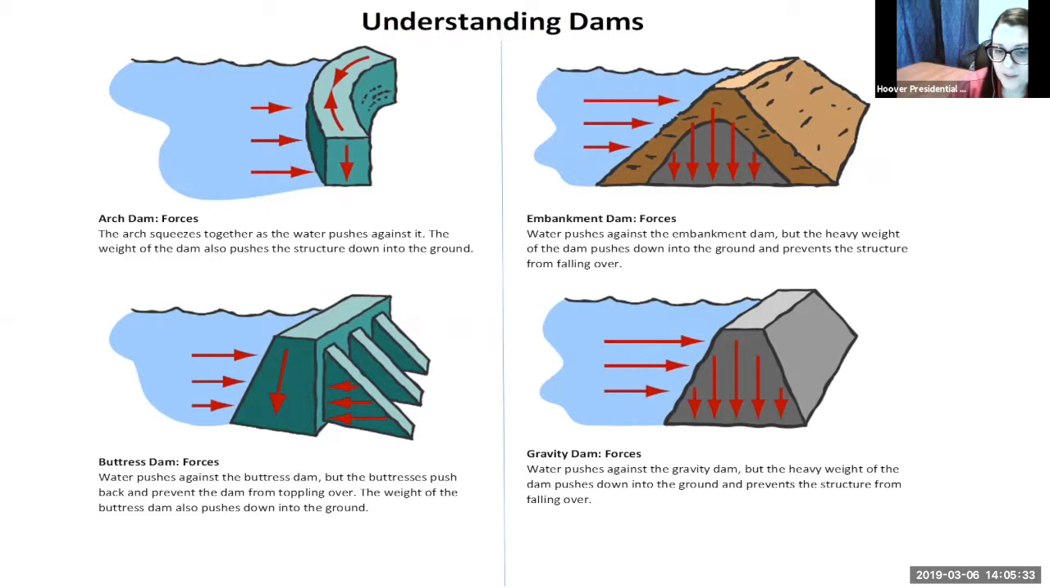The next one is the gravity dam, and gravity dams are extremely heavy, and they depend on the force of their weight. So they're pushing down into the ground to resist that water from pushing forward. I want you guys to think about these and try to remember them because I'm going to ask you later what type of dam you think the Hoover Dam is.